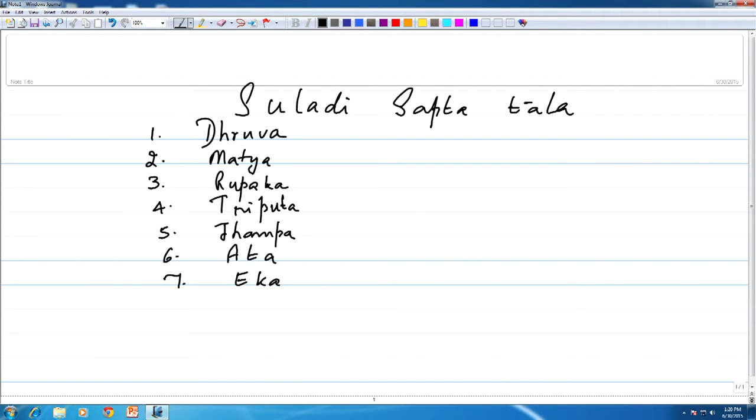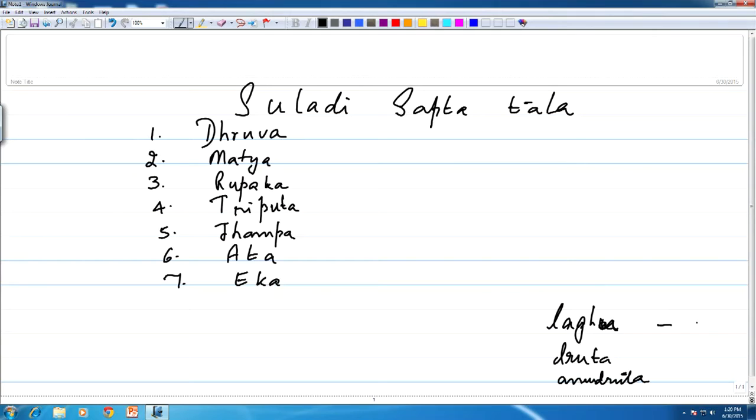And we just saw that the 3 angas or 3 parts of a tala are Laghu, Dhruta and Anudhruta, and these 7 are a combination of this Laghu, Dhruta and Anudhruta. Now the symbol for Laghu is 1, Dhruta is 0 and Anudhruta is this.